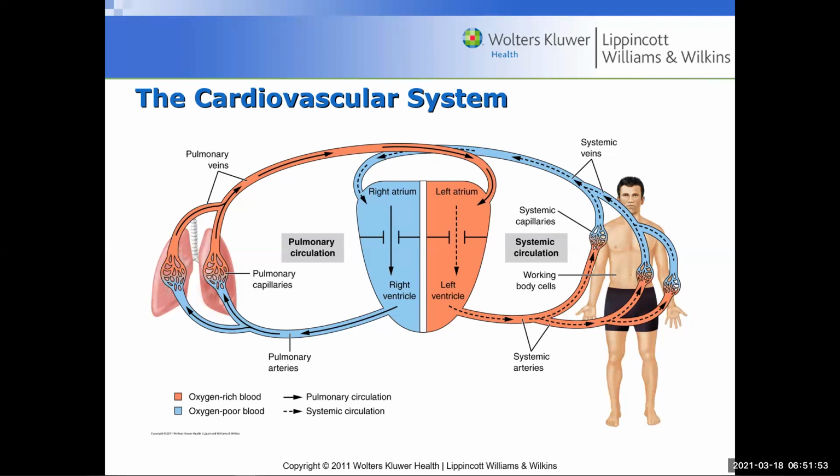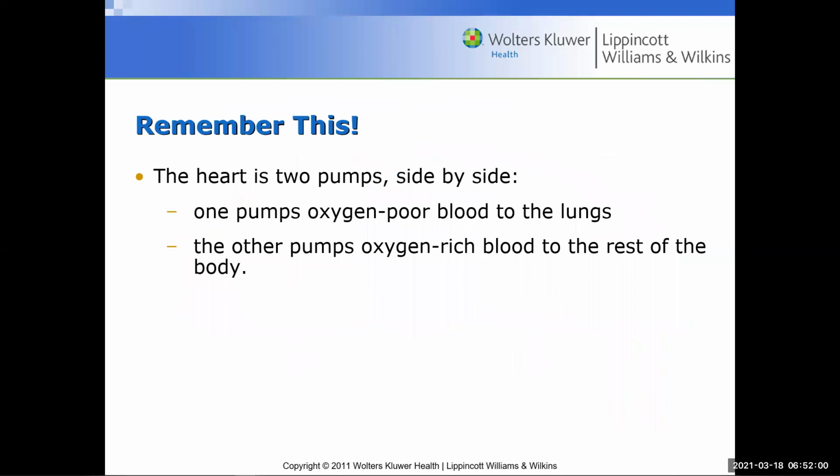That is correct. Those are the ones that return the blood from the lungs to the heart itself, and they do carry oxygen-rich blood. Now, the pulmonary circulation transfers blood between the heart and the lungs, and the systemic transfers blood between the heart and the other tissues of the body itself. Arteries carry blood from the heart and veins deliver it back to the heart. So when we look at the heart itself, it's really two pumps side by side. One pumps the oxygen poor blood to the lungs, and the other one oxygen rich blood to the rest of the body.